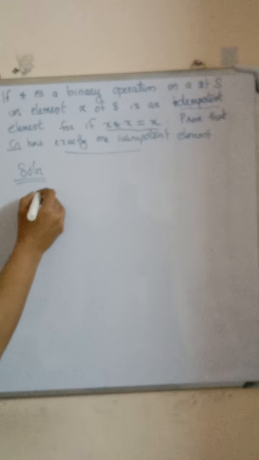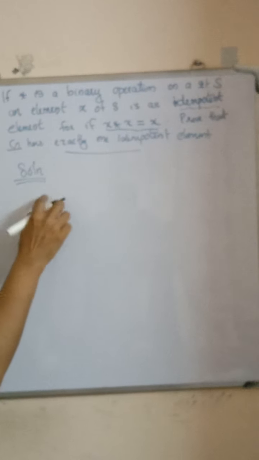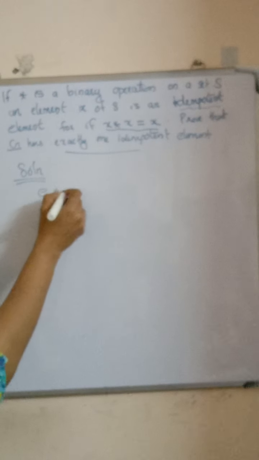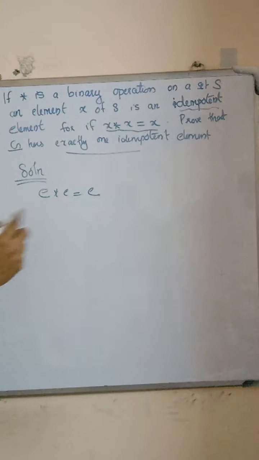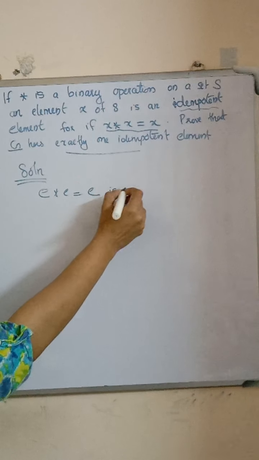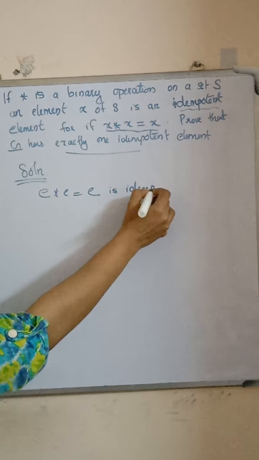If G is a group, then G has only one idempotent element. Clearly, E is an idempotent element. E is the identity element in the group G. Then E star E is equal to E. Identity star identity is equal to E. So therefore, clearly E is an idempotent element.